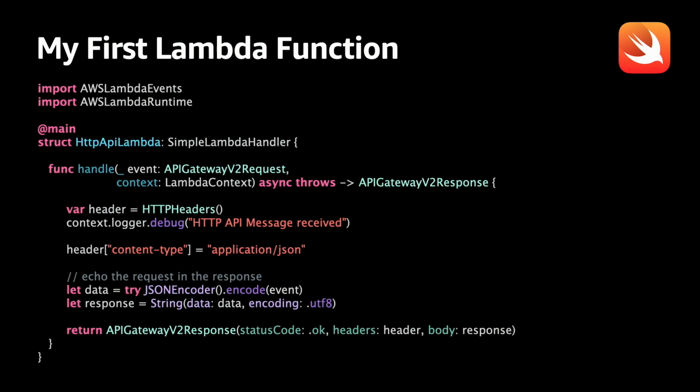Here I'm creating an array of HTTP headers. I'm logging something on the console to say, hey, it works. That's my favorite way of debugging stuff. HTTP API message received. I create an HTTP header for the response. Content type is application/json. And then I convert the event I receive to a string, and I give that back as a result, just like I did in the Vapor application. It's a demo app that echoes everything that has been received on the output.